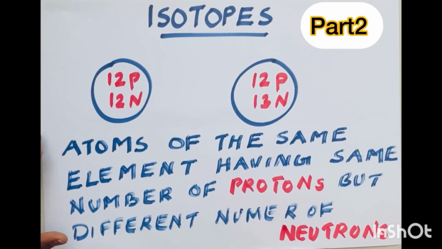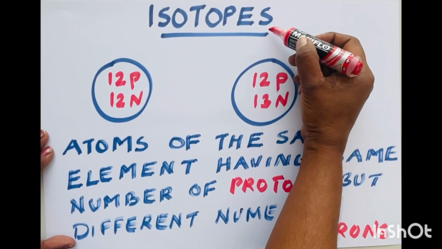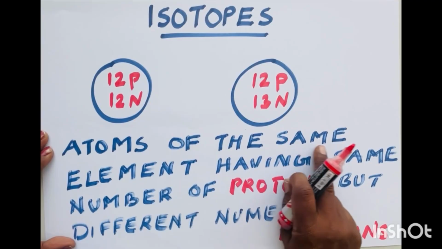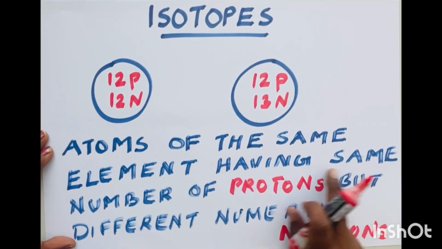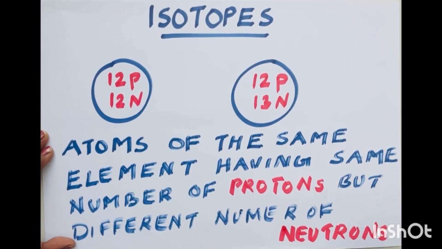Today we are going to look at what are isotopes. Isotopes are atoms of the same element having the same number of protons but a different number of neutrons.